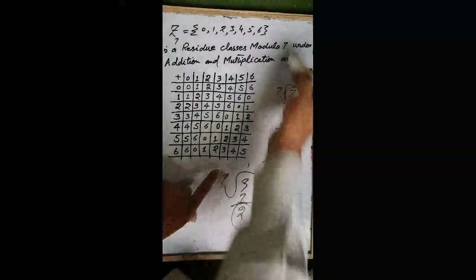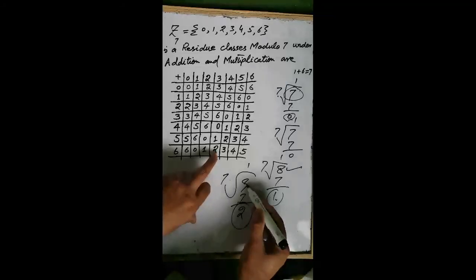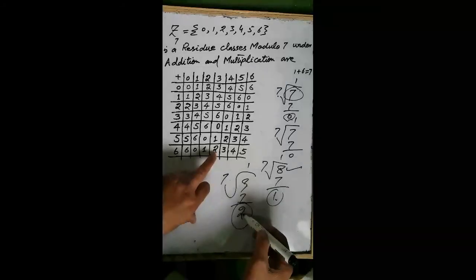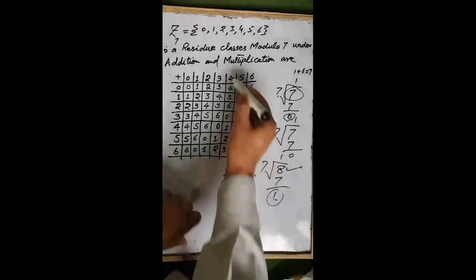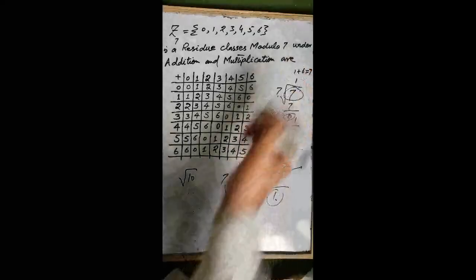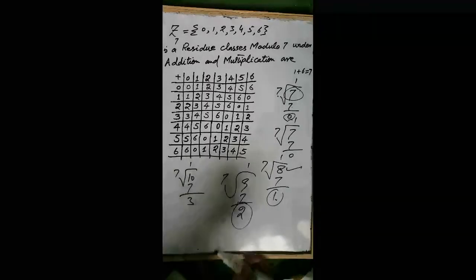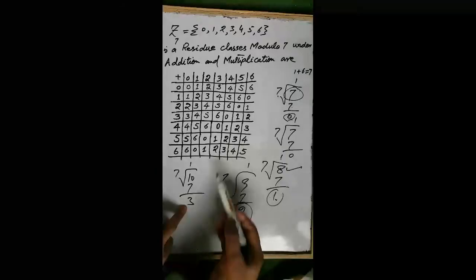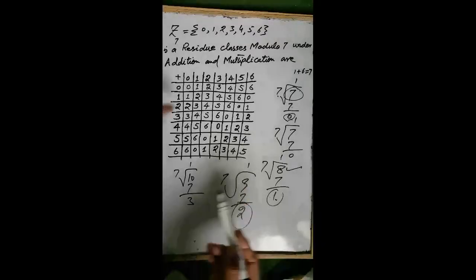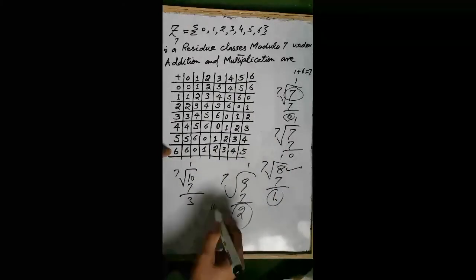Divide 9 by 7. The remainder is 2. Replace this 9 by the remainder 2. 6 plus 4 is equal to 10. 10 is greater than 7. Divide 10 by 7. The remainder is 3. Replace this 10 by 3, and 6 plus 5 is equal to 11.